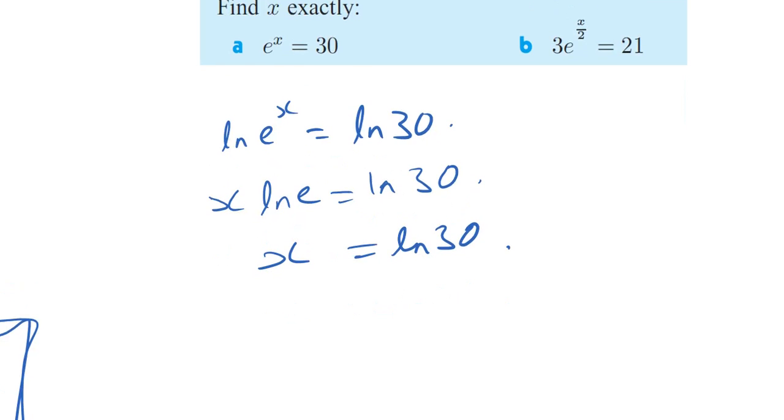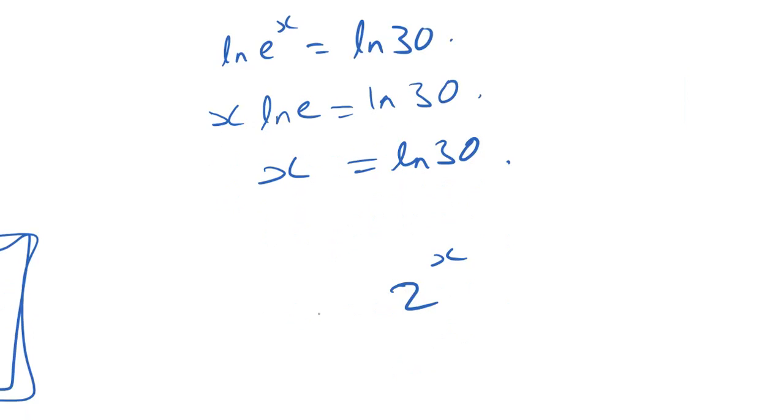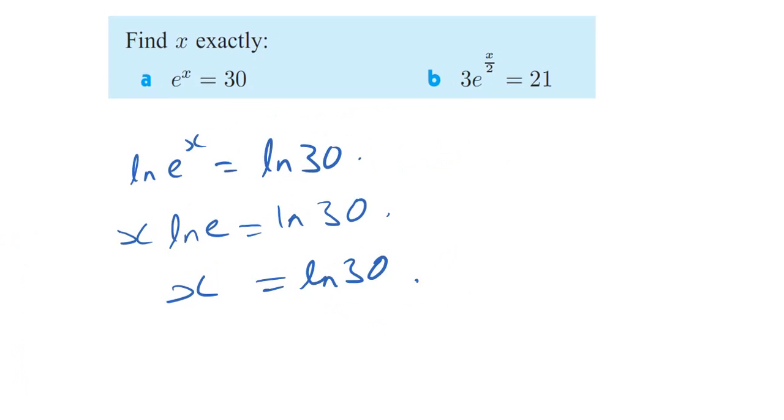Okay, and you see, if I have anything to the power of x like that, like 2 to the power of x, and I take a log base 2, that is the inverse operation to raising to the power with a base of 2. It's going to cancel itself out for that exact reason. Okay, so there's my answer anyway, ln of 30. Let's take a quick look at part B.